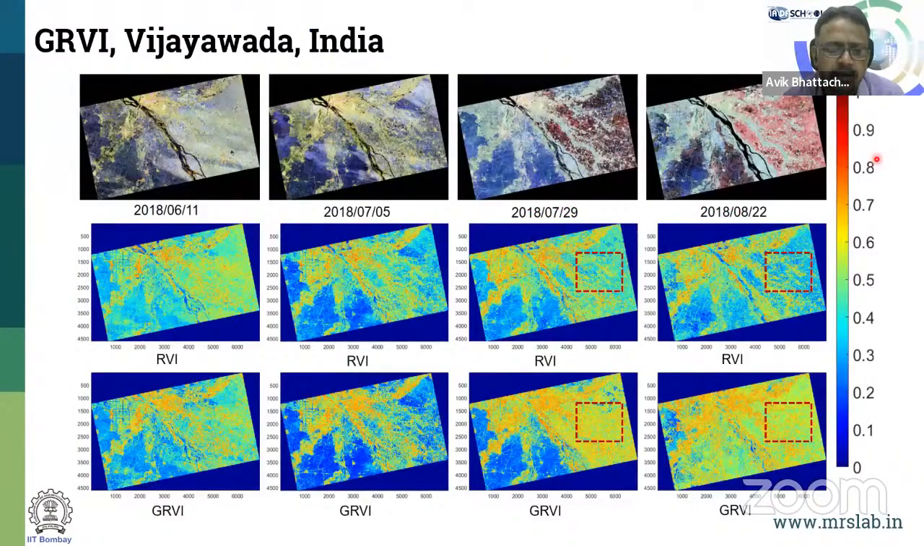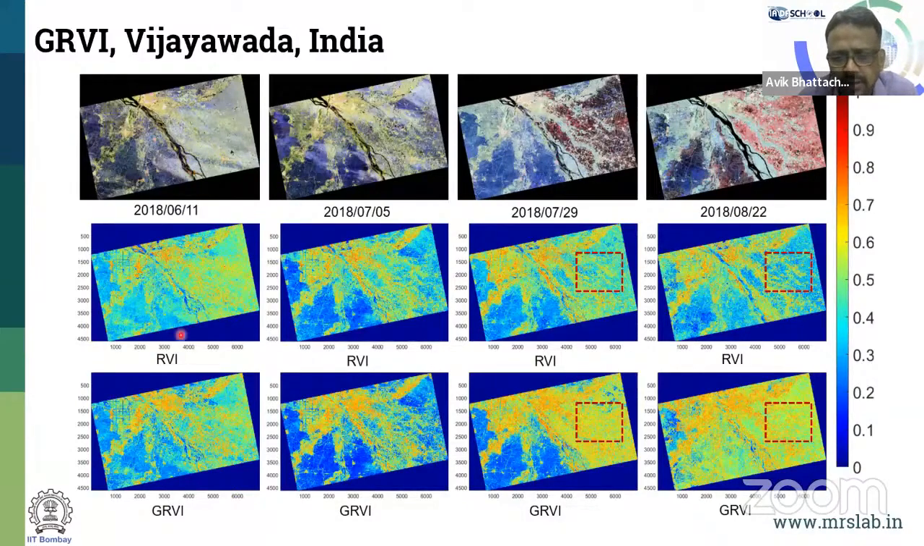And we can see that utilizing this, we are able to see changes characterizing the growth of the paddy stage from this date, which is 11/6/2018, to August. Over here, you can see the growth of this paddy. Red areas correspond to the growth of paddy in two different parts, here and here.